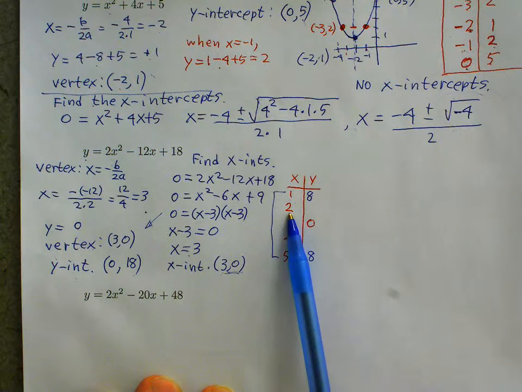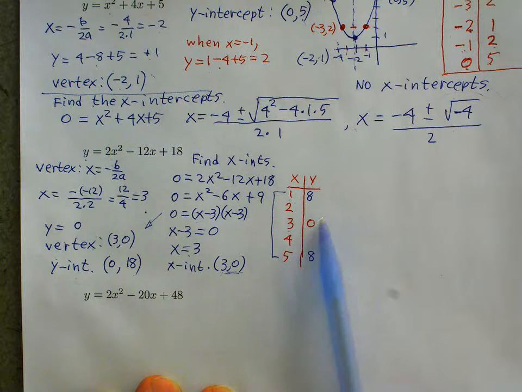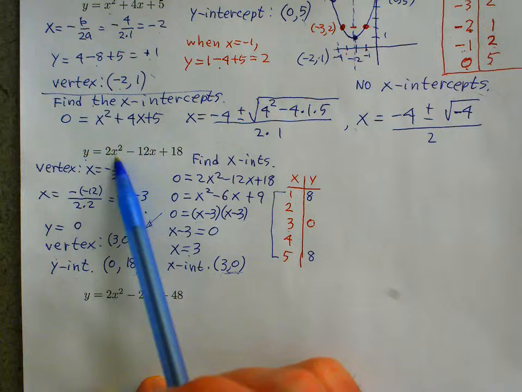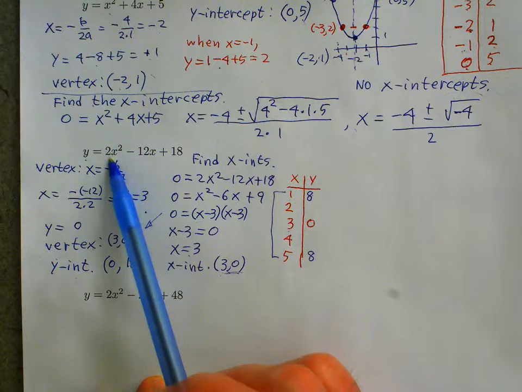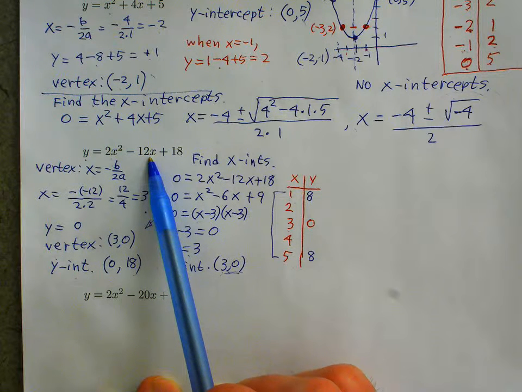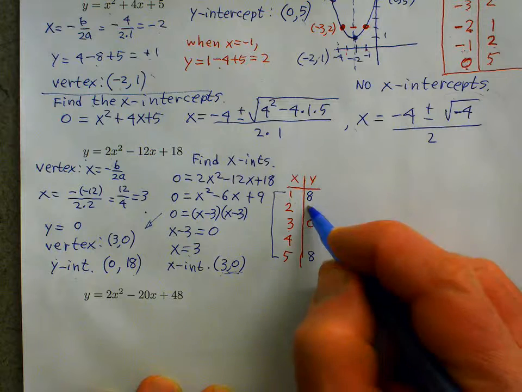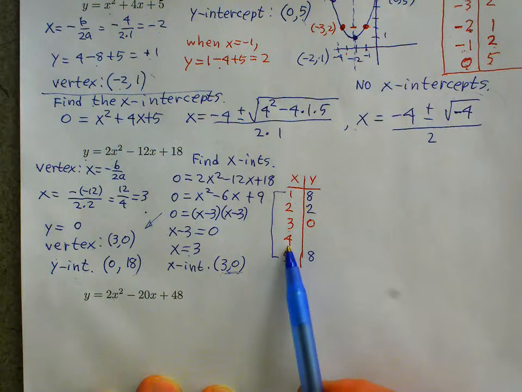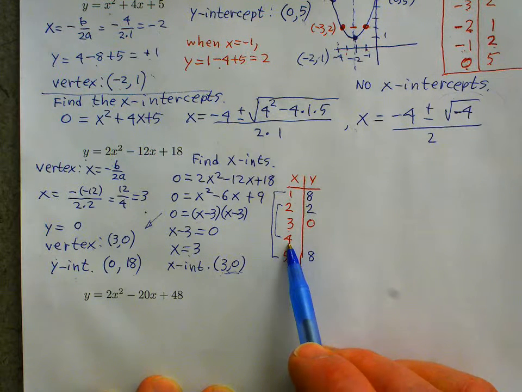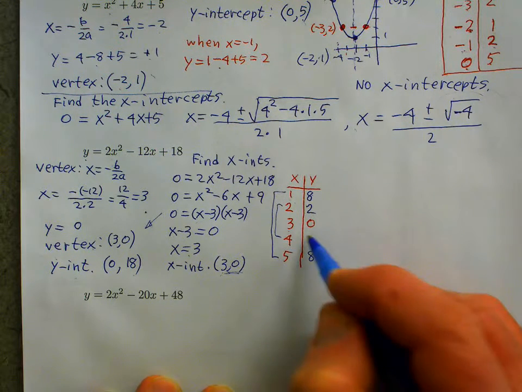Then when x is 2, what's the y-coordinate? When x is 2, 2 times 2 squared is 2 times 4, or 8. 8 minus 12 times 2, 8 minus 24 is negative 16. Negative 16 plus 18 is 2. And by symmetry, the y-coordinate that goes with 4 is also 2.